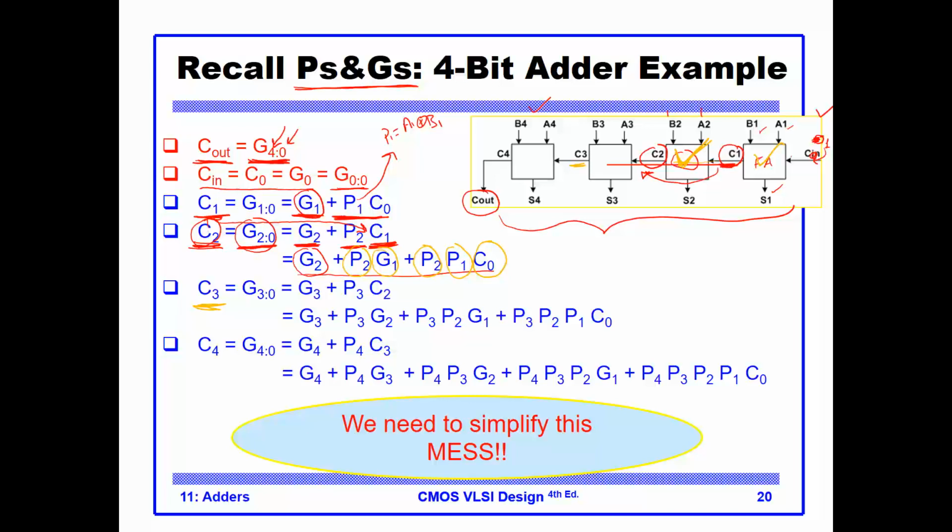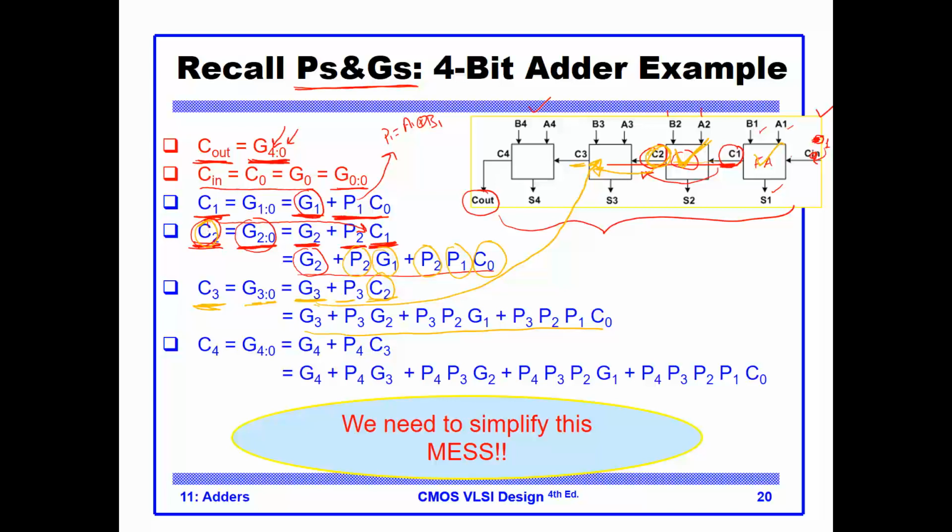It is a generation of a group generate from bit position 0 all the way to 3. And this occurs if I generate at bit position 3 the carry, or I have C2 here and I'm able to propagate it to C3. But notice C2, I expressed it here. So I substitute it and I get this expression.